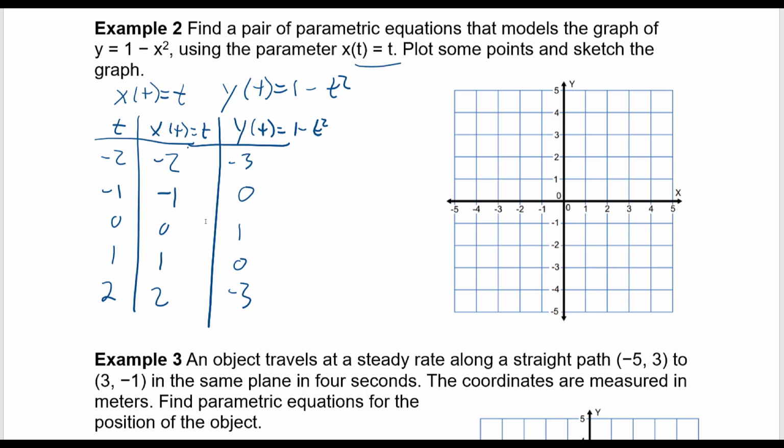Okay, so we're going to look at this graphically: -2, -3; -1, 0; 0, 1; 1, 0; and 2, -3. So again, we have a direction for this that goes like that. So this is going in that direction.